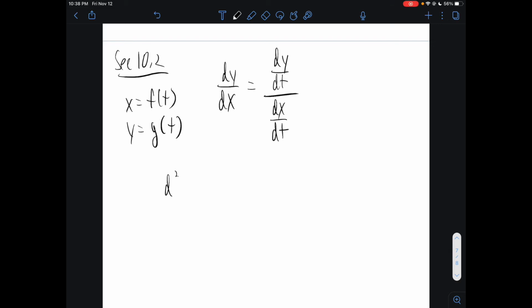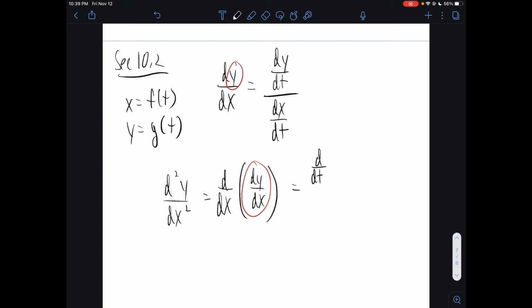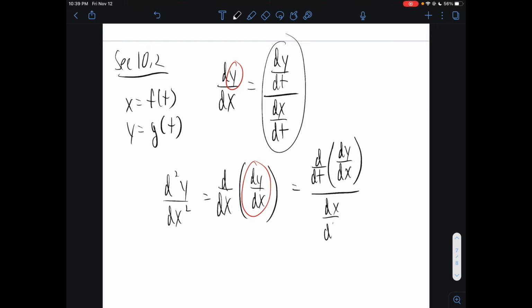If we want to find the second derivative, we just remind ourselves that that means the same thing as the derivative with respect to x of dy dx, and that just means that dy dx is playing the part of y in this case, which means we take the derivative with respect to the parameter t of the first derivative, dy dx, because essentially that's already going to be a function of t anyways, and then divide by the derivative of x with respect to t.